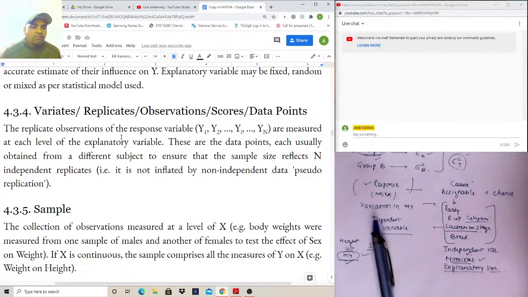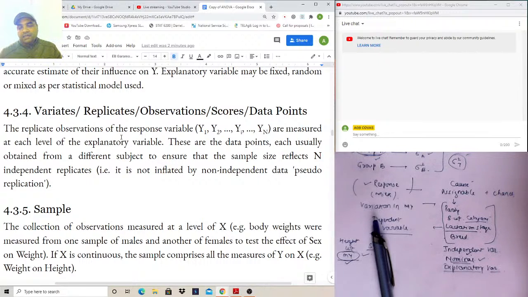So now comes your variates, replicates, observations, scores, data points. What are these? The replicate observations of the response variable, that is, you will be having responses, say, for example, milk yield. Different buffaloes will be having different milk yield. Say, for example, you have three groups. You have categorized the LRC buffaloes on the basis of parity: first parity animals, third parity animals, fifth parity animals. So in first parity, there will be certain responses, right? How much this particular buffalo gives milk. So there are replication and observation.